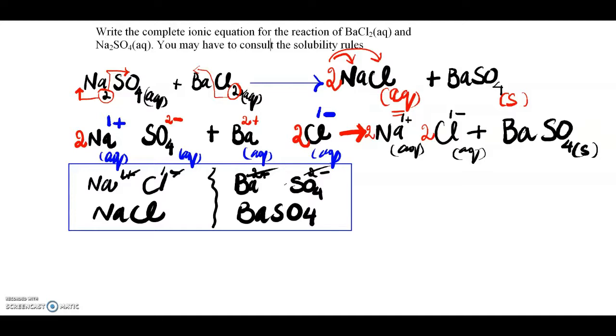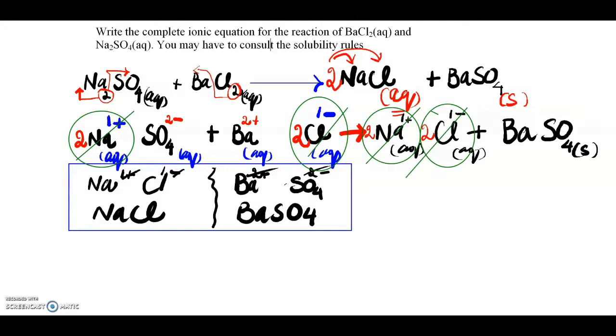Now in the seventh step, you need to find the ions which are the same on both sides of the equation. They are called spectator ions. Sodium ion here and sodium ion here, they are the same on both sides of the equation. In a similar way, 2 chloride ions aqueous on the reactant side and 2 chloride ions aqueous on the product side, they are the same on both sides of the equation, and we will cancel them out.